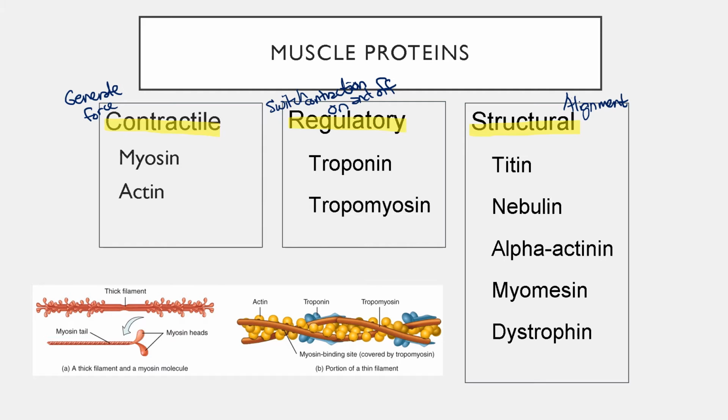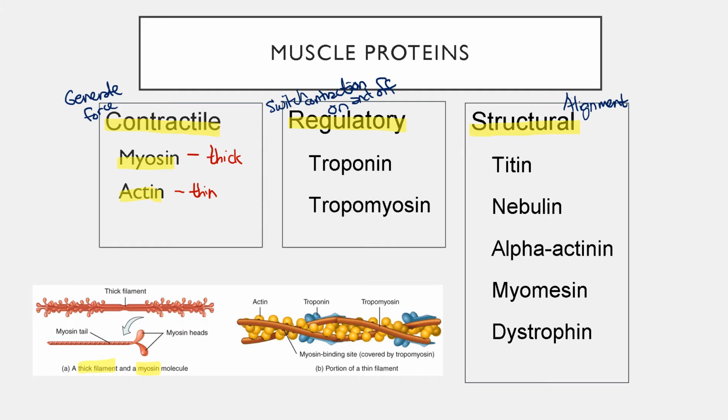Okay, so the first two contractile proteins in the muscle are going to be myosin and actin. These, again, are going to make up the thick and the thin filaments. Myosin is going to be the main component of the thick filaments. We can see one down here made up of the myosin molecule.